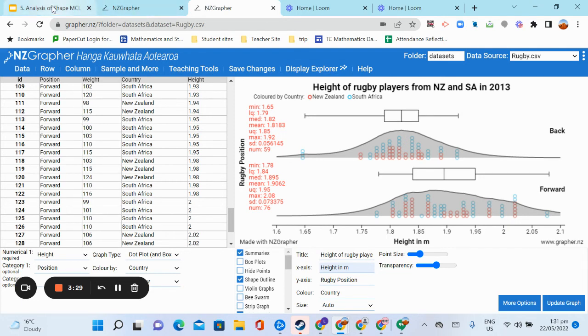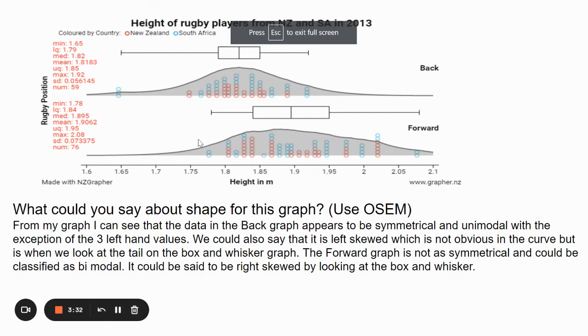So if we have a look at the sort of thing we might write, from my graph, I can see that the data in the backs graph appears to be symmetrical and unimodal. There's the mode up here somewhere, with the exception of these three left-hand values. We could also say it's left skewed, which is not obvious from the curve, but when we look at the tail on the box and whisker, that supports our judgment to say it is left skewed. The forward graph is not symmetrical and could be classed as bimodal because there's one lot and another lot, all right? And it could also be said to be right skewed.